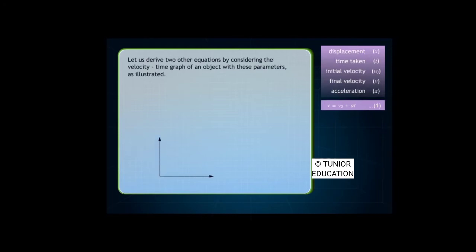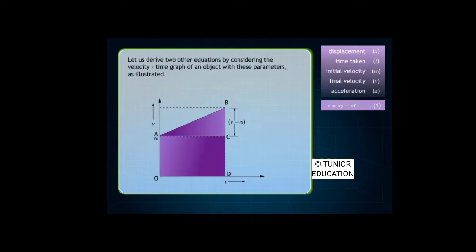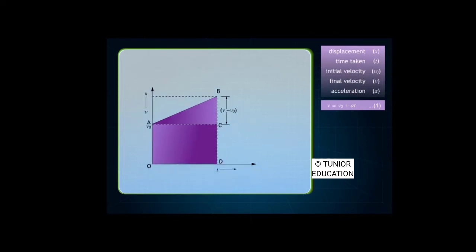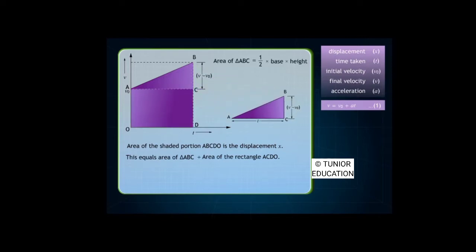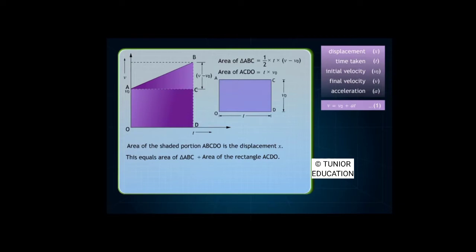Let us derive two other equations by considering the velocity time graph of an object with the above parameters as illustrated. Area of the shaded portion ABCDO is the displacement x. This equals area of triangle ABC plus area of the rectangle ACDO. Area of triangle ABC equals 1 by 2 into t into v minus v0. Area of ACDO equals t into v0.